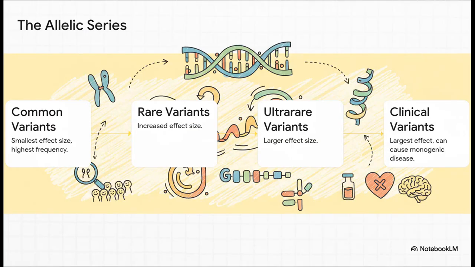Another informative concept is the allelic series. This refers to the existence of multiple variants within the same gene that have different effect sizes and population frequencies. By studying individuals across the spectrum, from common, low-effect variants to very rare high-impact mutations, we can construct a naturally occurring dose-response curve. This helps to define the therapeutic window, indicating how much target modulation is needed for efficacy and at what point adverse effects might emerge.